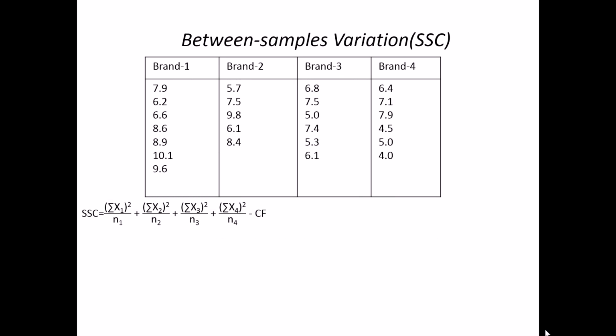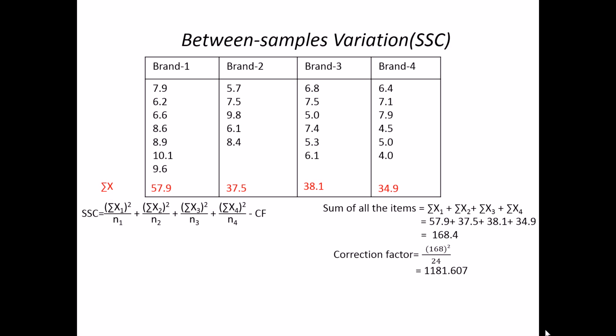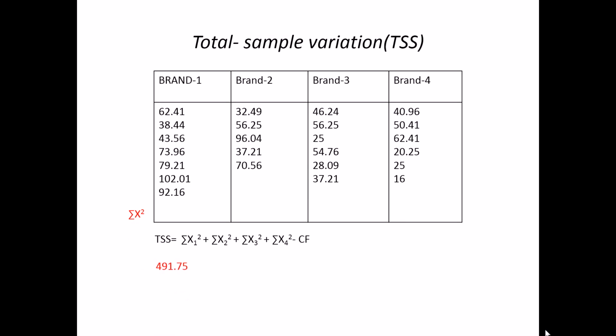Between sample variation. This is the formula to calculate the between sample variation for our example. We find summation x for all the brands to find out the correction factor. We then substitute the respective values in the formula to find out the between sample variation. We then calculate the total sample variation using this formula where we find the summation x square for all the brands and we substitute in the formula along with the correction factor to find the total sample variation. Within sample variation is calculated using this formula.